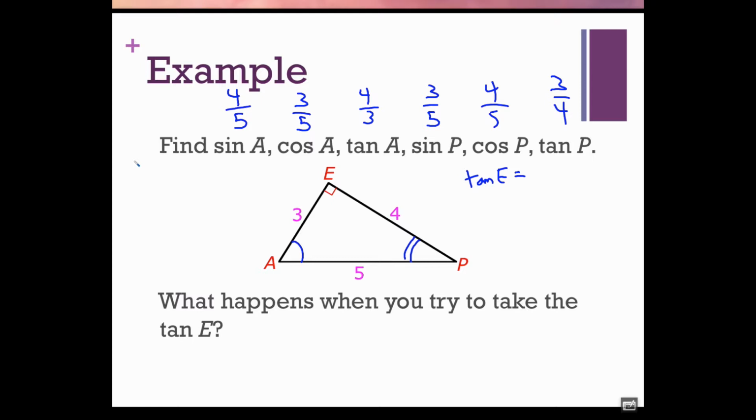All right. What about the tangent of E? So tangent is opposite over adjacent. What side is opposite angle E? The hypotenuse, which is 5. Which one is the adjacent side? 4 or 3? Which one? Can you have 2 answers? I don't know, can you? Probably. So which one do you want to go with? 3.